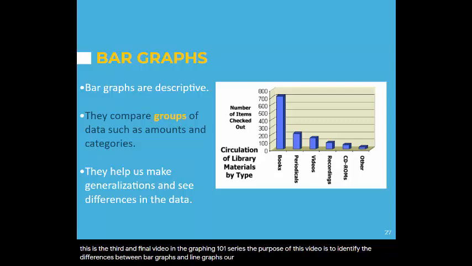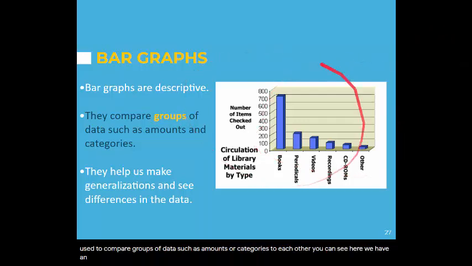Bar graphs are more of a descriptive type of graph. Bar graphs are used to compare groups of data such as amounts or categories to each other. You can see here we have an example of a bar graph. Along the x-axis we have different categories of library materials. We have books, periodicals, etc.